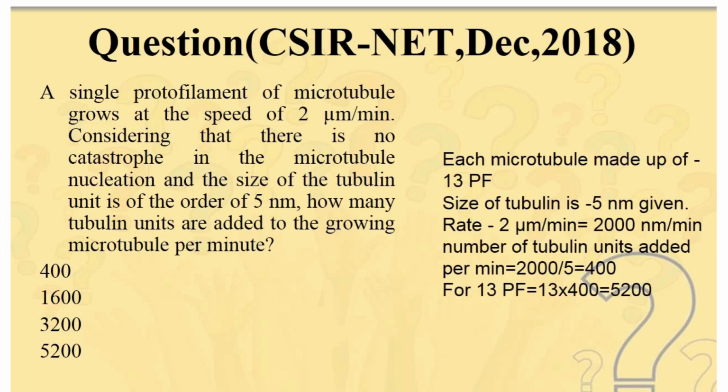The calculation first. Each microtubule is made up of 13 protofilaments. Now the size of the tubulin is 5 nanometer, which is given. The rate of flow is 2 micrometer per minute, which comes to 2000 nanometer per minute. Now the number of tubulin units added per minute is 2000 divided by 5, that comes to 400. Now 13 protofilaments are there, so you multiply 13 by 400, you get 5200, which is a fantastic question that has been framed.